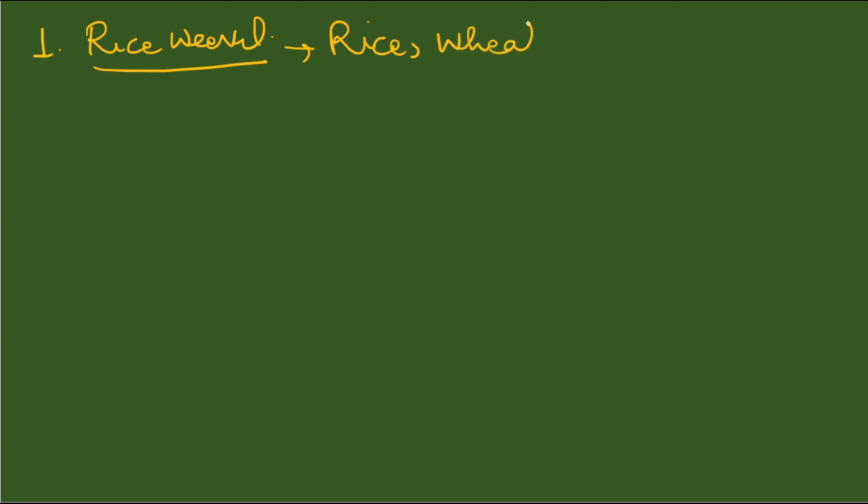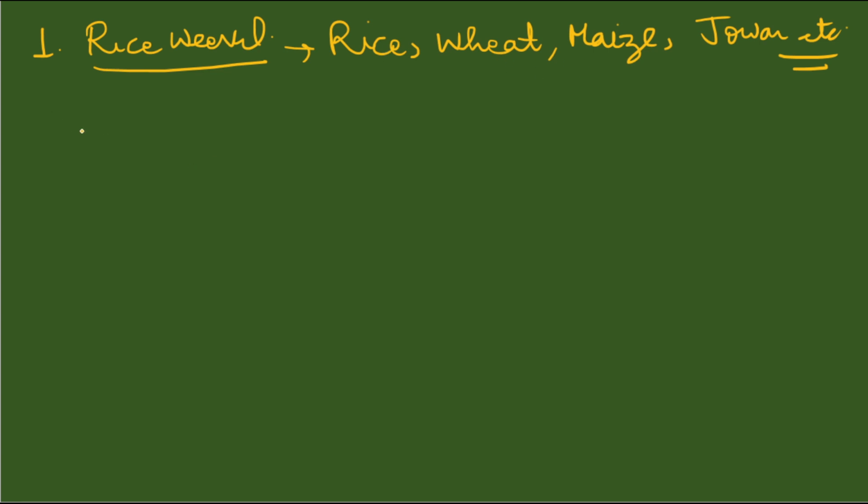So the first pest we are going to take up today is rice weevil. It generally attacks rice, as the name suggests, wheat, maize, jowar, etc. These are some of the common cereals which the rice weevil generally attacks, and it generally feeds on cereals. You can see that rice, wheat, maize are all cereals here.